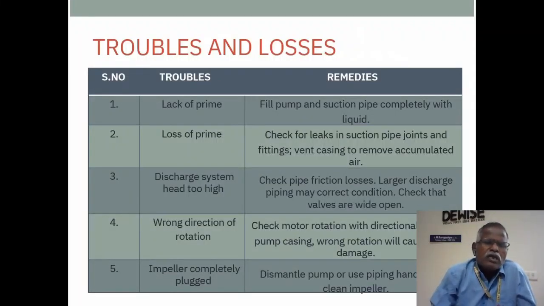Lack of prime, loss of prime: check for leakage in suction lines, suction pipe joints, fittings and flanges. That's very important. Vent the casing to remove accumulated air through the air cock.